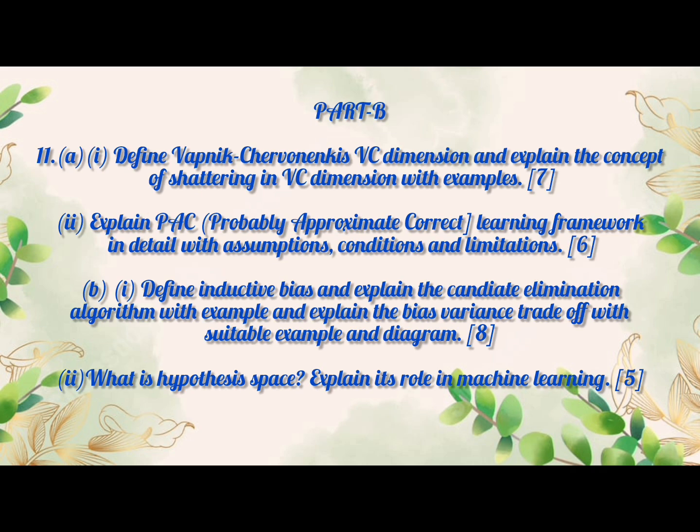Part B. 11. a. Define Vapnik-Chervonenkis VC dimension and explain the concept of shattering in VC dimension with examples. Or b. Explain PAC, probably approximately correct, learning framework in detail with assumptions, conditions, and limitations. Or Define inductive bias and explain the candidate elimination algorithm with example and explain the bias variance trade-off with suitable example and diagram.